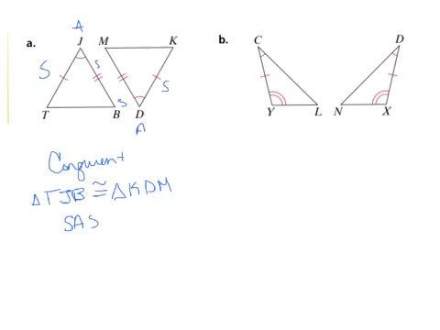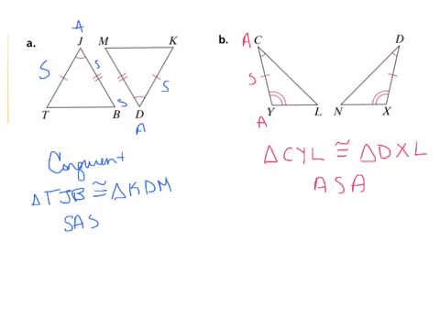For letter B, these are congruent. If I do the sides, triangle CYL is congruent to triangle DXL by the fact that I have an angle, a side, and then an angle. So it's angle, side, angle. And these are basically the theorems that we're going to use in this section, as well as recognizing which angles and which sides are congruent.